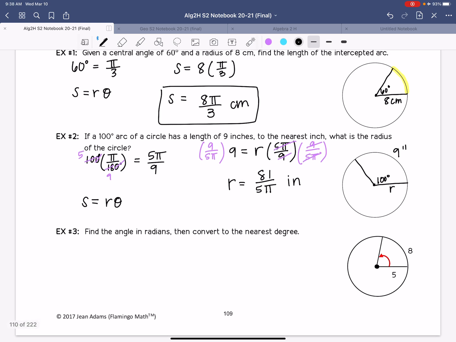All right, let's try example 3. Find an angle in radians and then convert it to degrees. So we want to figure out what is my theta.